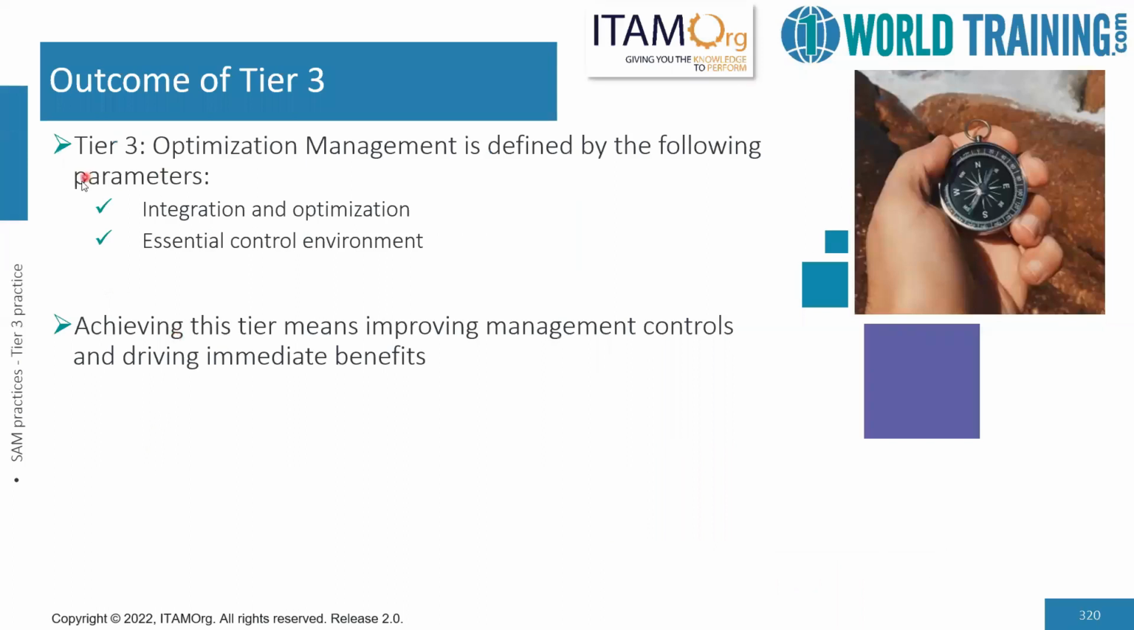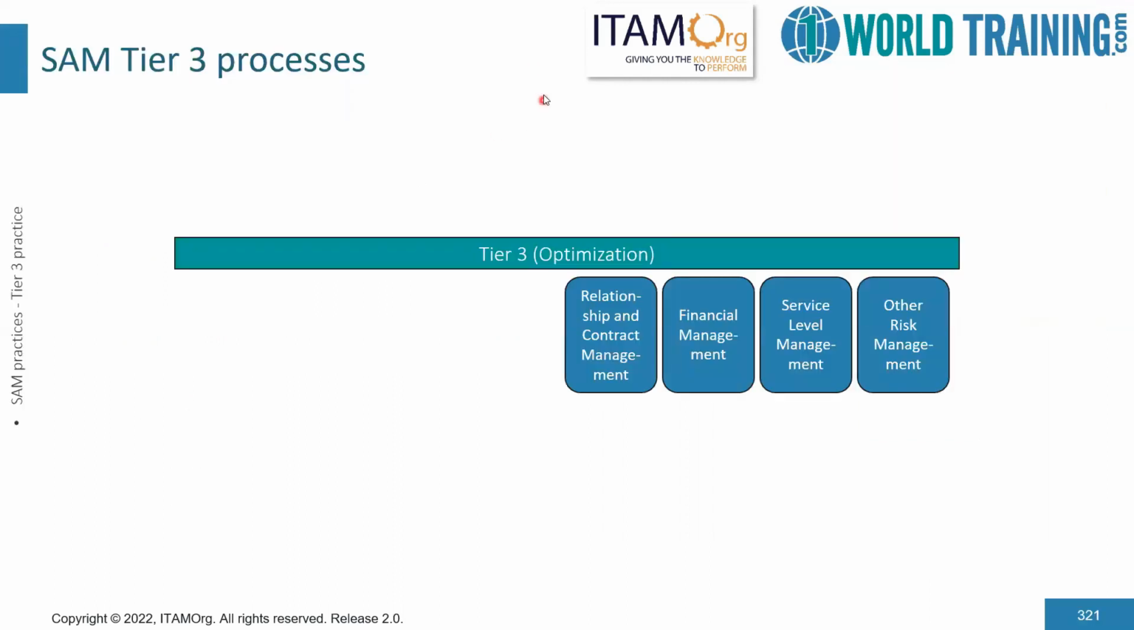The outcome of Tier 3, which is same as Tier 2, integration and optimization and setting up the essential control environment. And achieving the tier means improving the management controls and driving immediate benefits, which is same as Tier 2. However, it is further improved in Tier 3. The main thing to note in Tier 3 is the using of the 4 processes, namely the relationship and contract management, financial management, service level management, and other risk management.